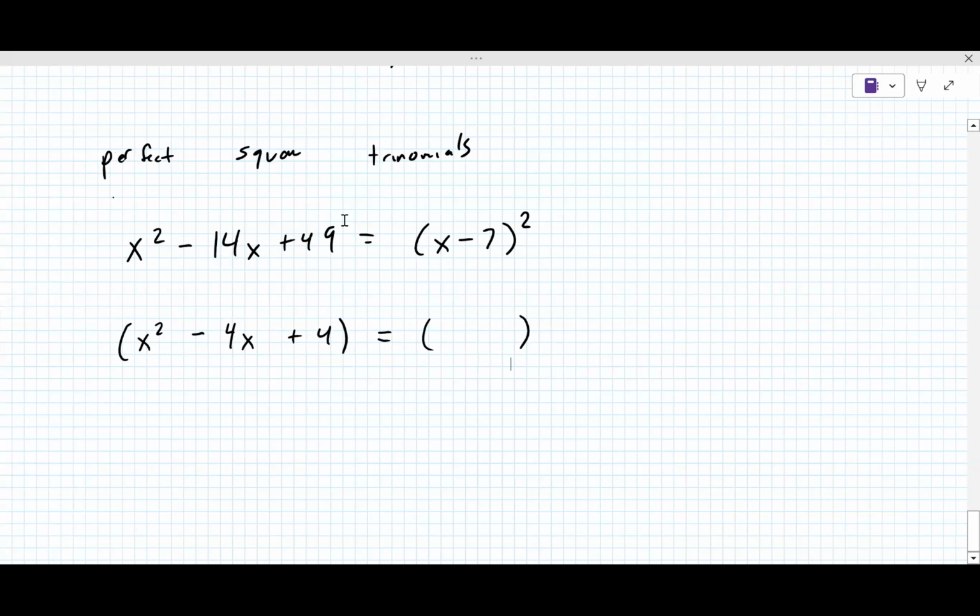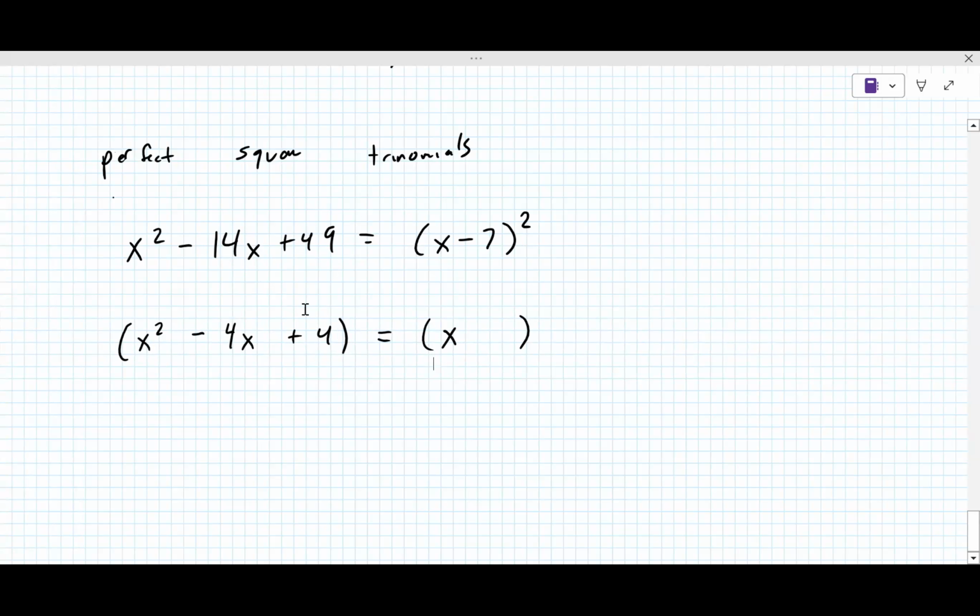Okay, like x plus 4, and I would say x minus 1. Okay, so let's look back at how you got the 7. The 7 is two things. It's the square root of 49 and it's half of 14.